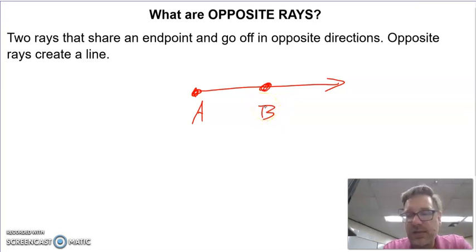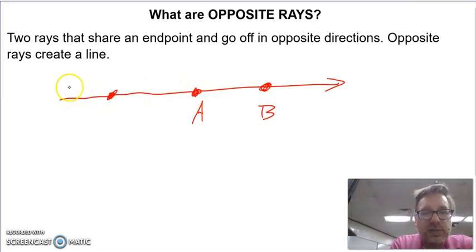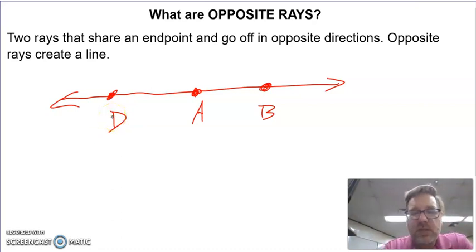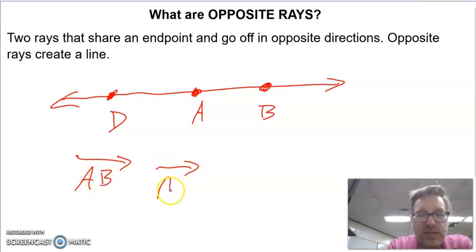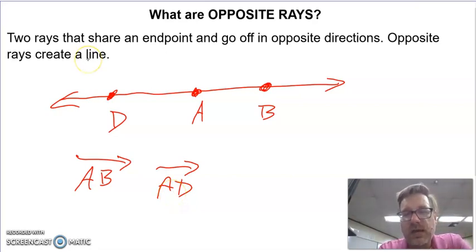Let's call this ray AB. And then if I have a point on the opposite side and I go through it like this, let's call this D. So you can see we have ray AB and I have ray AD. Those are opposite rays. And notice they make a line. Opposite rays always create a line.